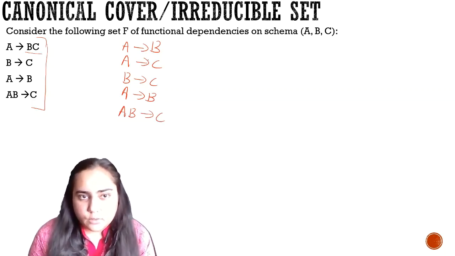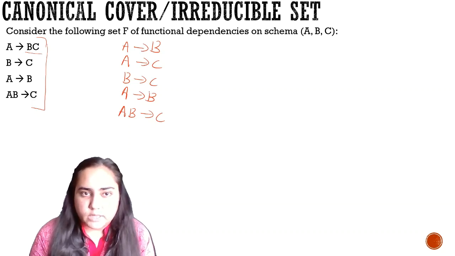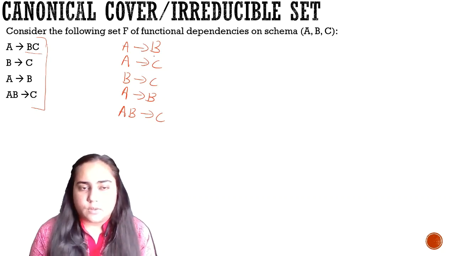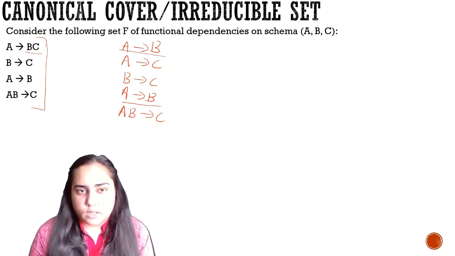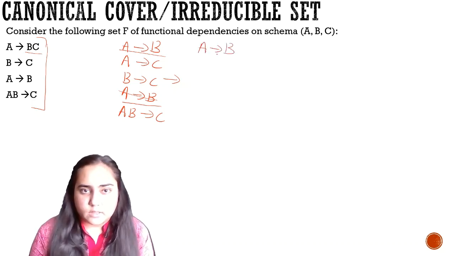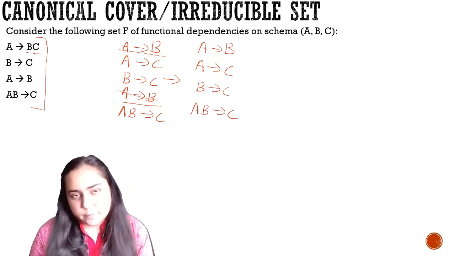And after that, you can already see some of the things are already reduced. For example, you can see that A determines B is coming here and A determines B is also appearing here. So you can remove one of those. And I'm going to remove the second one, which now reduces my set of dependencies and makes it A determines B, A determines C, B determines C, and AB determines C.